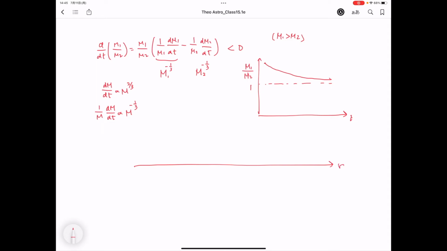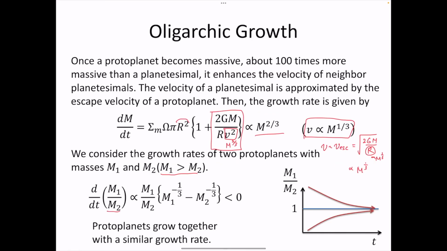At each distance from the central star, formed protoplanets have a similar size, M sub 1, M sub 2, M sub 3, and we have so many planetesimals. Then we call this growth mode oligarchic growth. Protoplanets grow together with a similar growth rate.